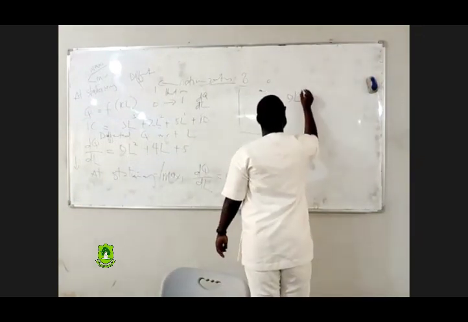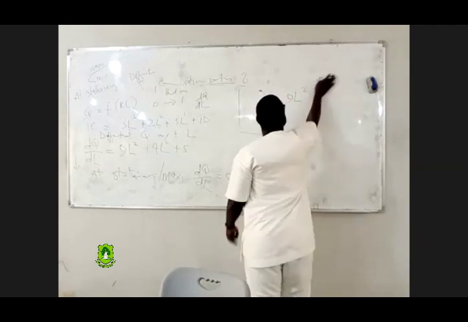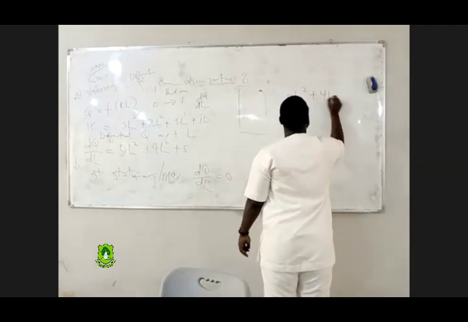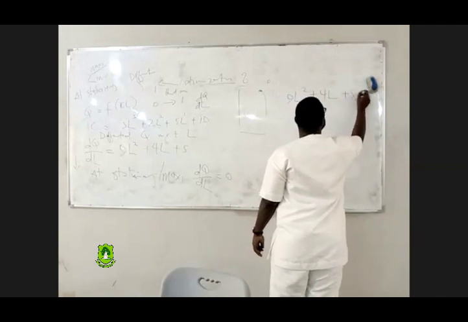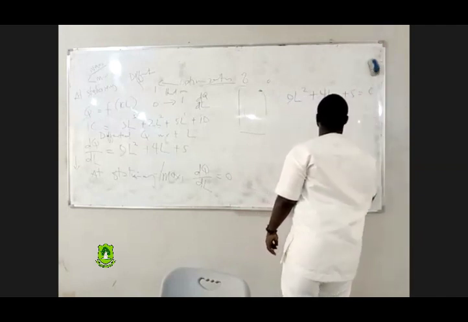In other words, 9L squared all over X plus 4L plus 5 should be equal to 0. Are we together? Should be equal to 0. So if we work it out, this will be our output.